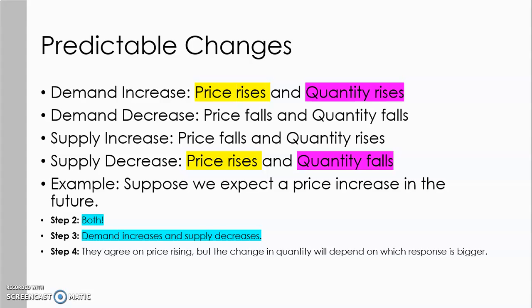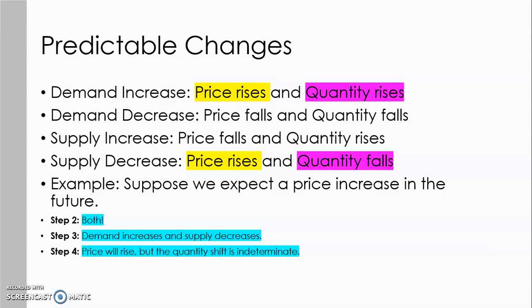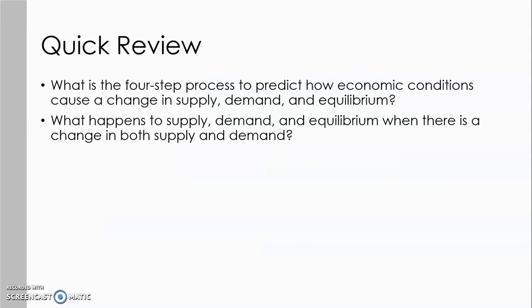Now, we're going to see that both supply decreasing and demand increasing agree. This is going to lead to an increase in price. But a demand increase says we're going to get a higher quantity. A supply decrease says we're going to get a lower quantity. That means that we can definitely agree that the price is going to rise, but we don't know which direction our quantity is going to shift in.